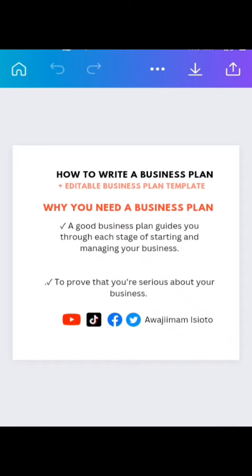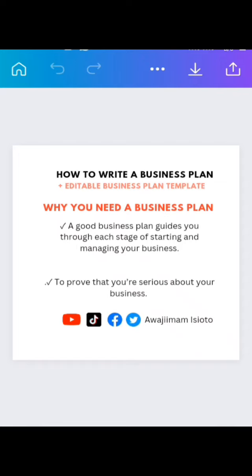So a good business plan guides you through each stage of starting and managing your business, and that is very important. When you have a business plan, it gives you something to follow, something to look onto, something to help you manage your business. It gives you a direction on how to start your business. If you check people who have business plans and people who are just running businesses, you will see there's a big difference, because you have something that you can follow as a guide.